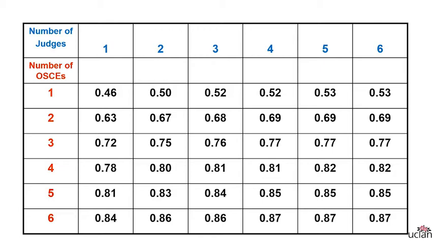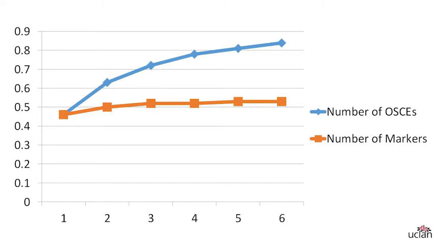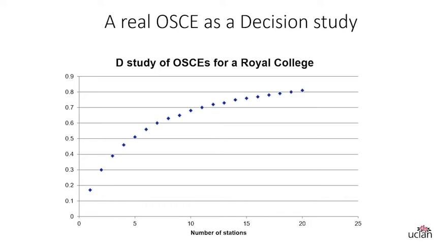I've graphed these values and you can see that the number of OSCE stations is significantly more useful than increasing the number of OSCE markers. And this represents a D study carried out from one of the Royal Colleges, although they would not allow me to say which particular college it was. And you can see that as the number of stations increases, so the reliability increases as well. It crosses the 0.7 line around about 12 stations. It crosses the 0.8 line around about 17 or 18 cases. And they actually used this D study to decide how many stations they should have in their overall OSCE.